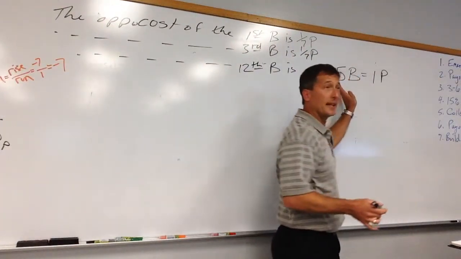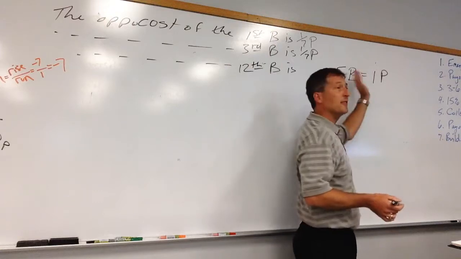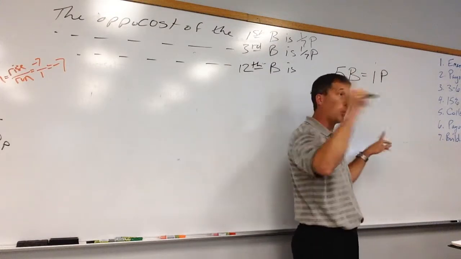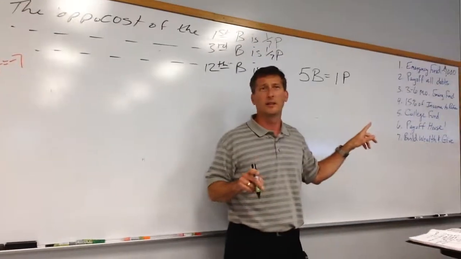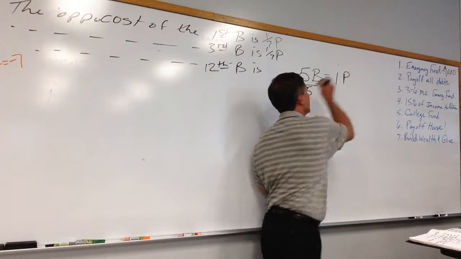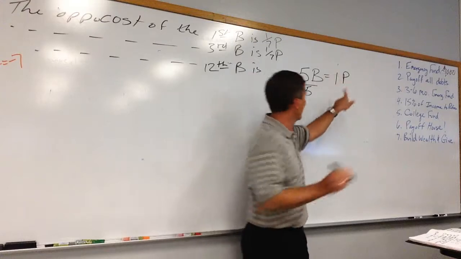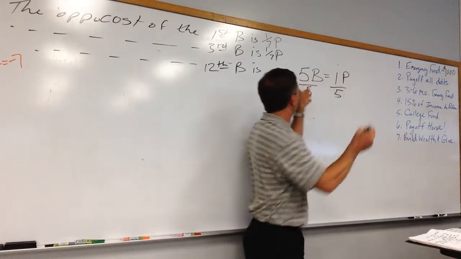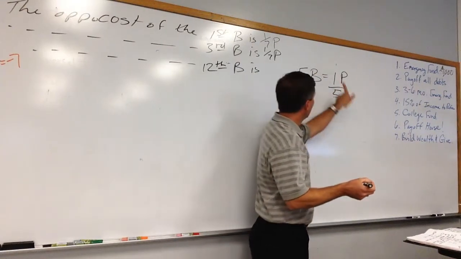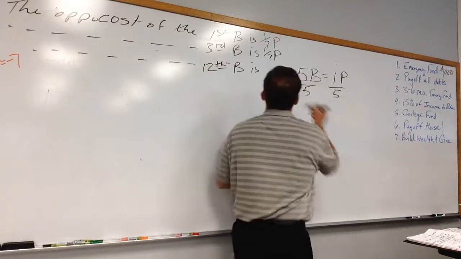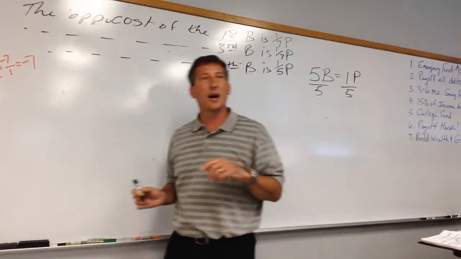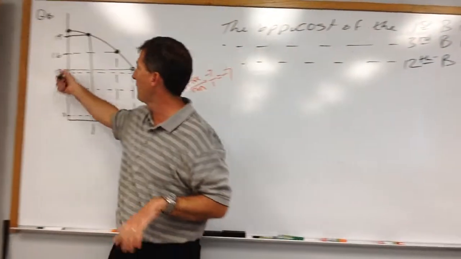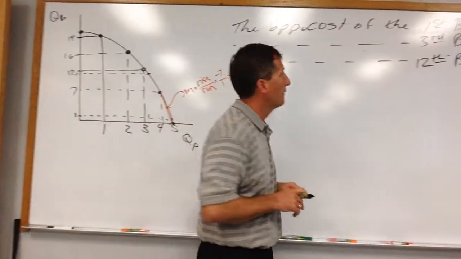I'm not interested in the opportunity cost of the next 5 beers. I want the opportunity cost of the 12th, specifically 1. How do I get a 1 over here? Divide by 5. What do I do to one side of the equation? I got to do the other side. Boom. 1 beer equals a 5th of a pizza. So the opportunity cost of the 12th is a 5th.